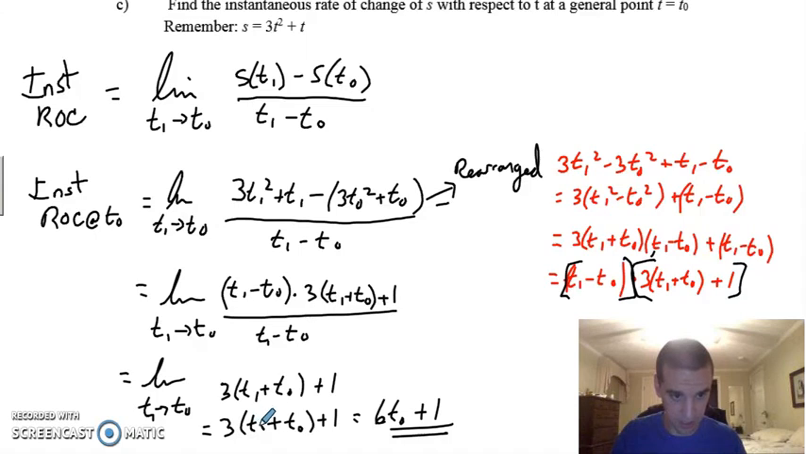That does not look like a 0 there, but that was meant to be a 0. So t sub 0 plus t sub 0 is 2t sub 0, multiplied by 3. You get 6t sub 0, and add 1, and then that is our final answer. That is the generic value.